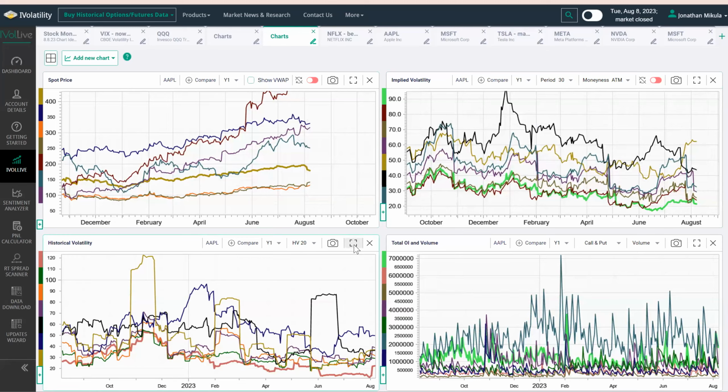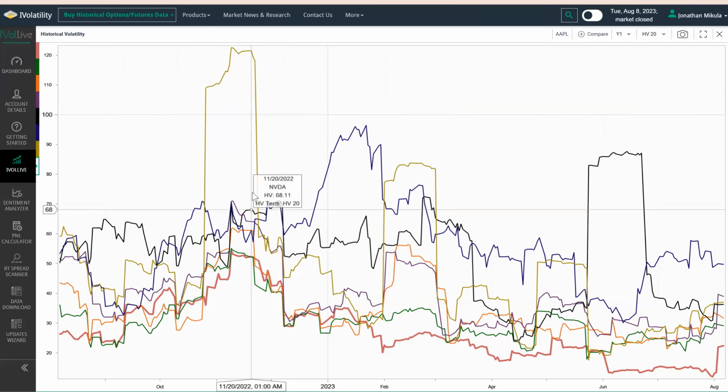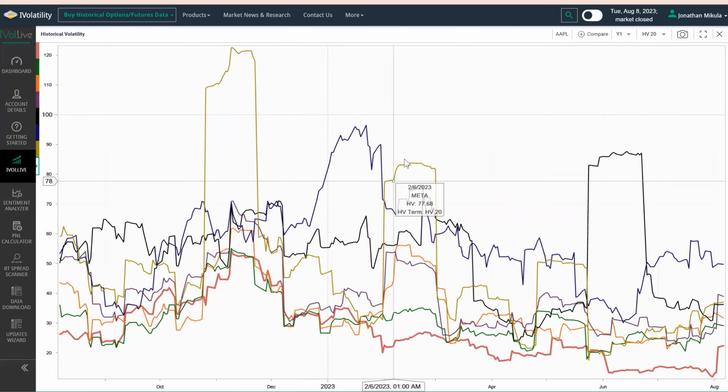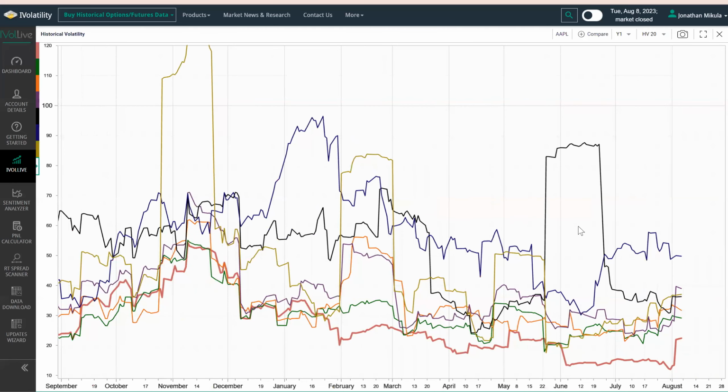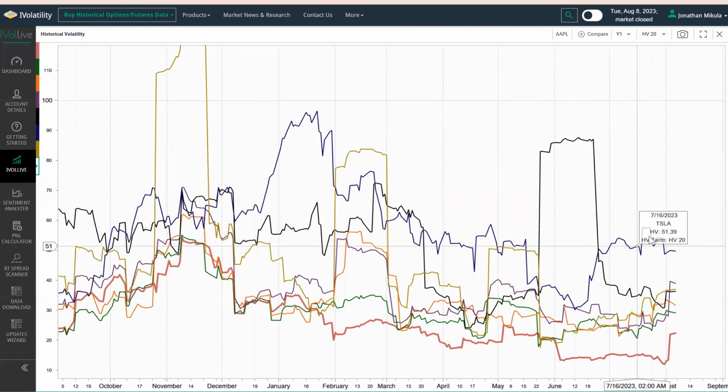Historical volatility is also interesting. We can look back and see times where things really got crazy. So here's Meta. Things got wild for Meta in November 2022. And what's cool about this is it shows what actually happened. NVIDIA, of course, has had a wild journey this year as well. A lot of traders like looking at historical volatility because, again, this is showing what actually happened in the past.